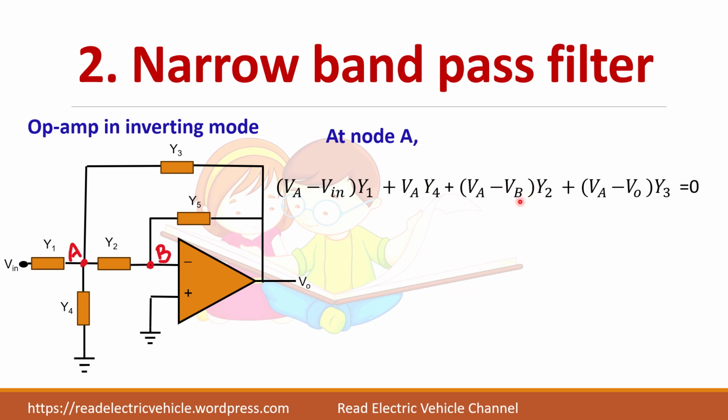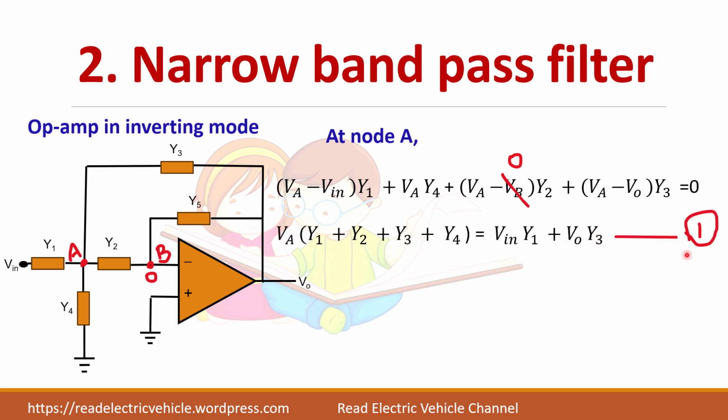Now you have to see what VB is here. This plus terminal is connected to ground, so VB should be at virtual ground. So VB should be equal to 0. Now we will simplify it. If you simplify, you will get this equation. Let us mark it as equation 1.